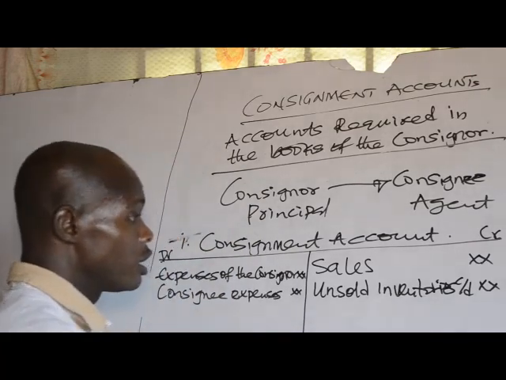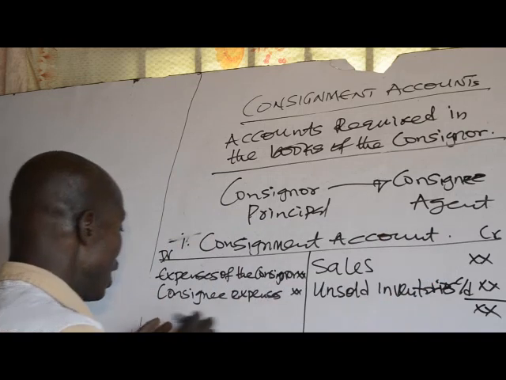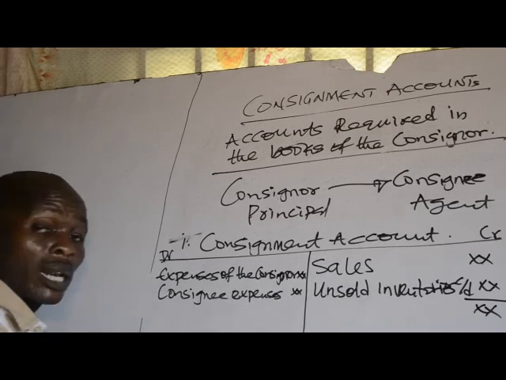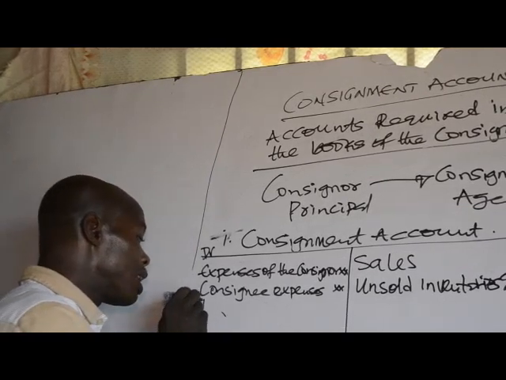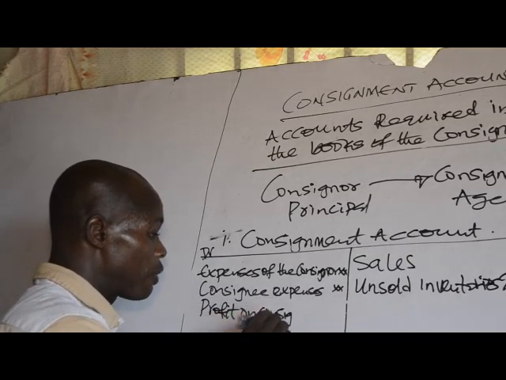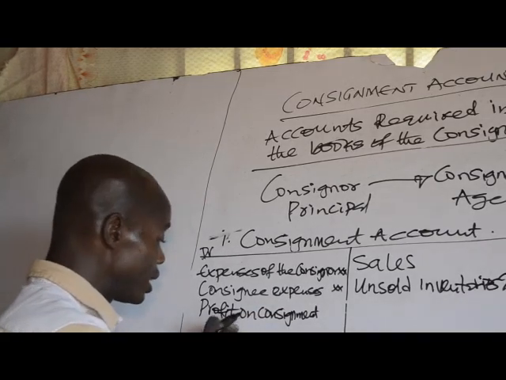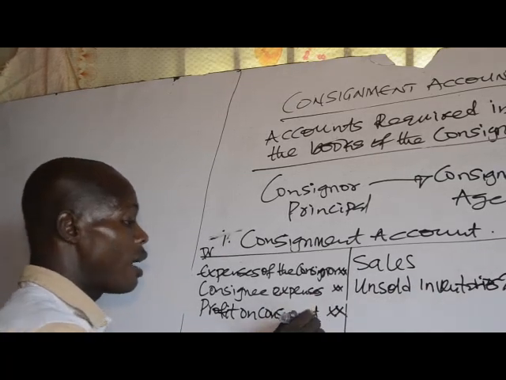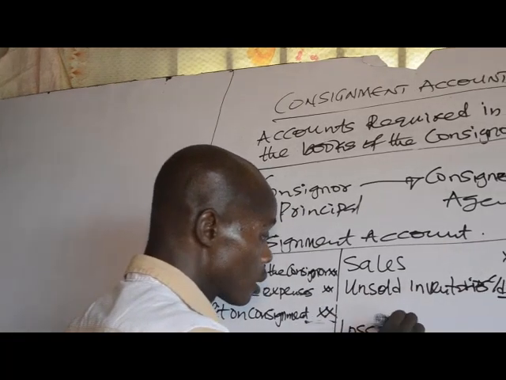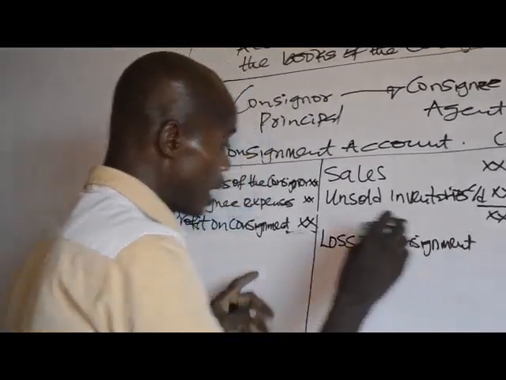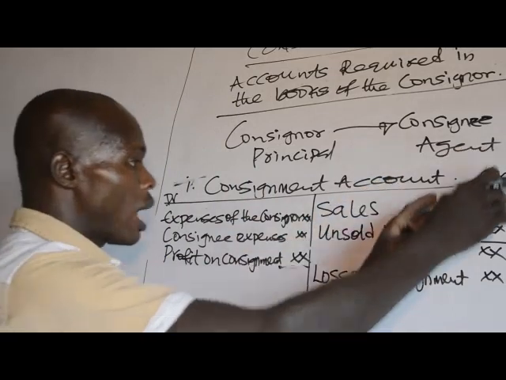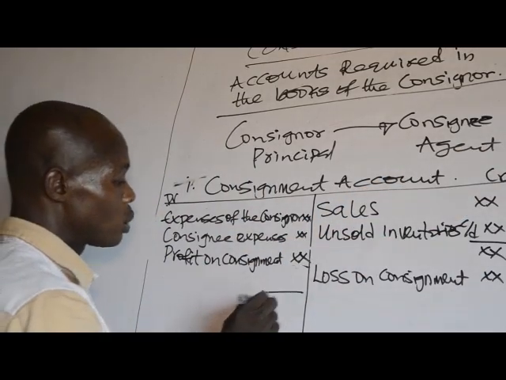And at the end of the period, when you total this, you have this as the total. Then, the consignee expenses include the agency commission, that means the commission payable to the agent, and the del credere commission will also have been debited. So you look for the difference between the two sides. Where the credit side exceeds the debit side, you have profit on consignment. And where the debit side exceeds the credit side, you have loss on consignment. So that is the consignment account.